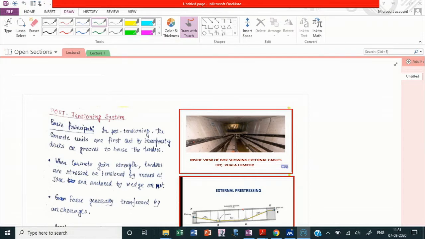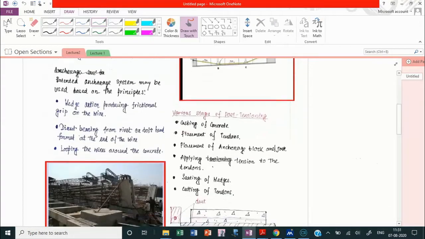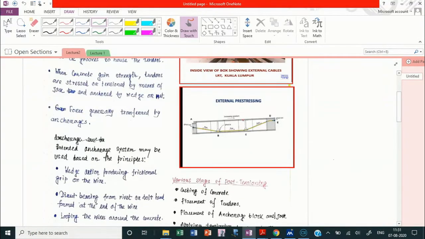Generally, the force is transferred by the anchorage, not by transmission length, to the concrete. That is by the anchorage provided at the ends of the member.